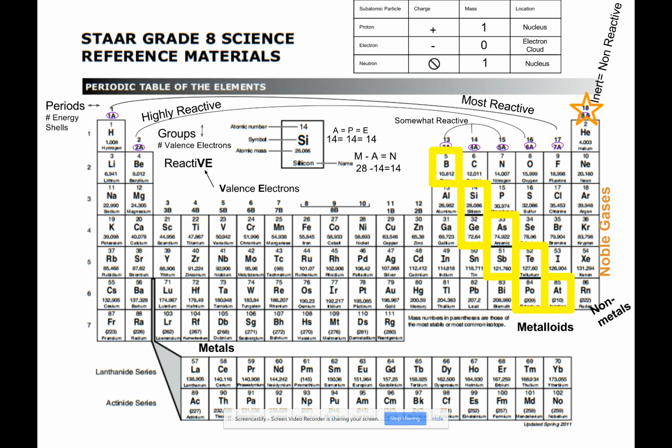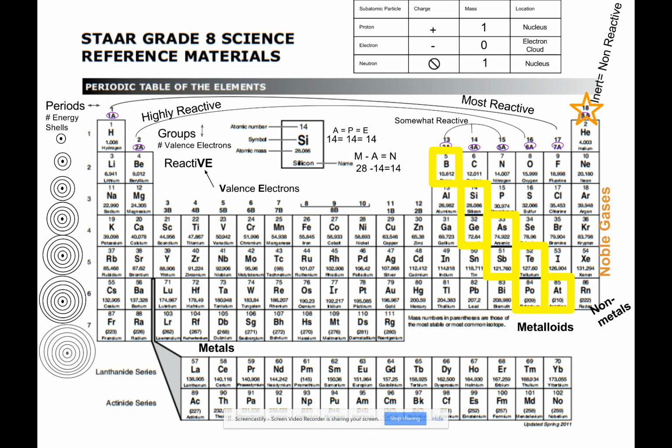So elements in period 1 will have a nucleus surrounded by 1 energy shell. Period 2 elements will have a nucleus surrounded by 2 energy shells. Period 3 elements will have a nucleus surrounded by 3. Period 4 elements will have a nucleus surrounded by 4. 5 will have 5, 6 will have 6, and 7 will have 7.